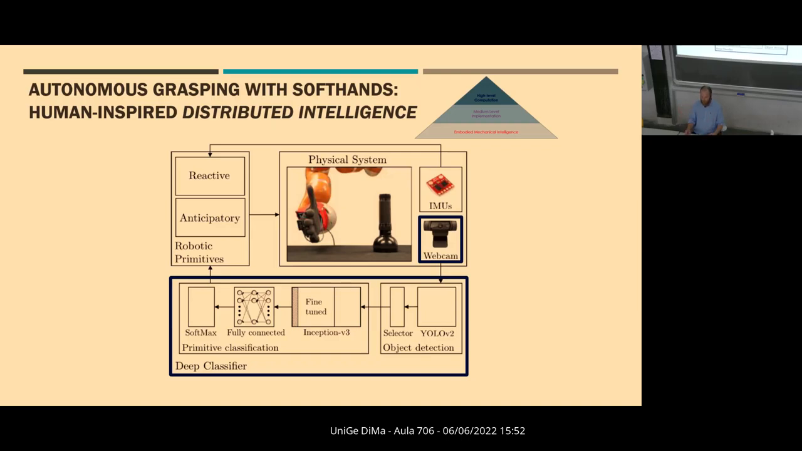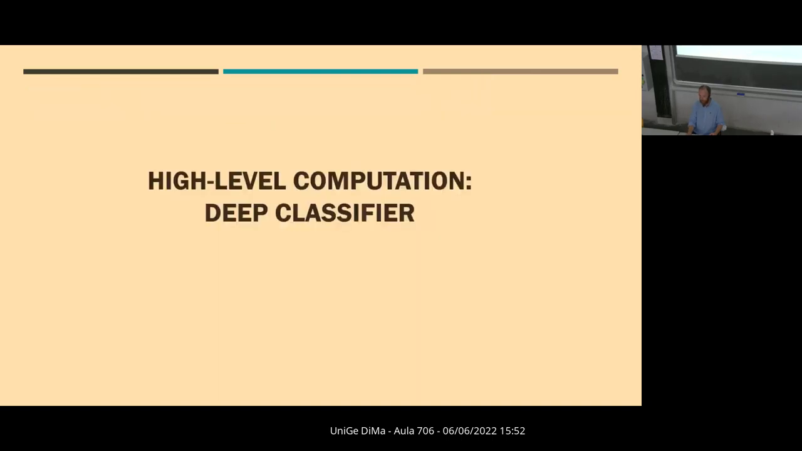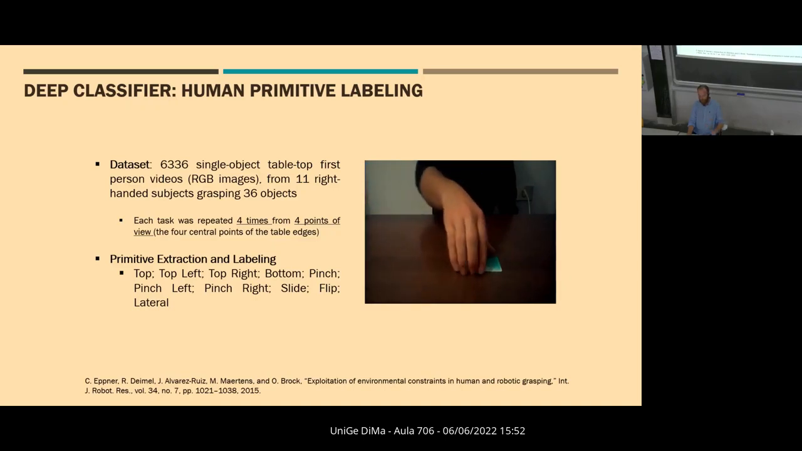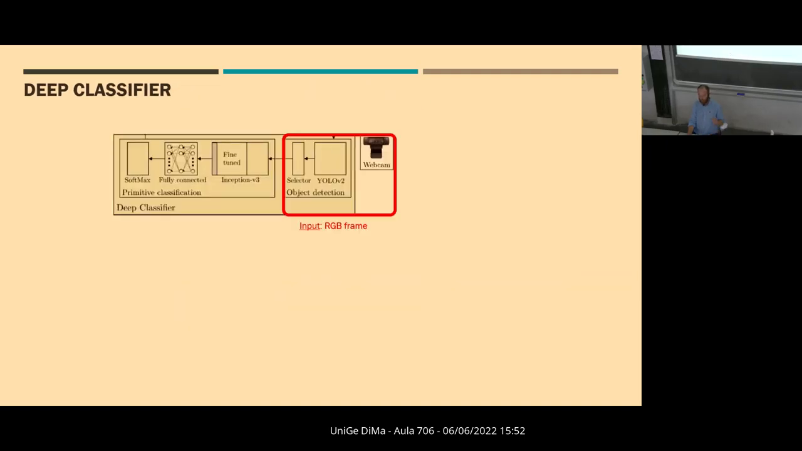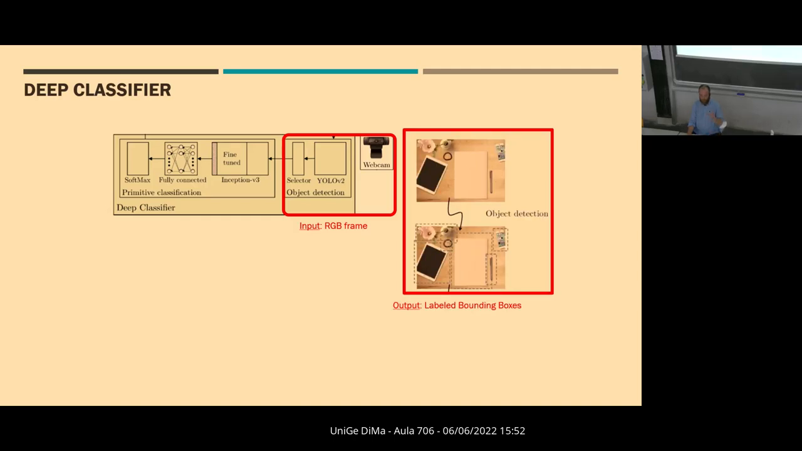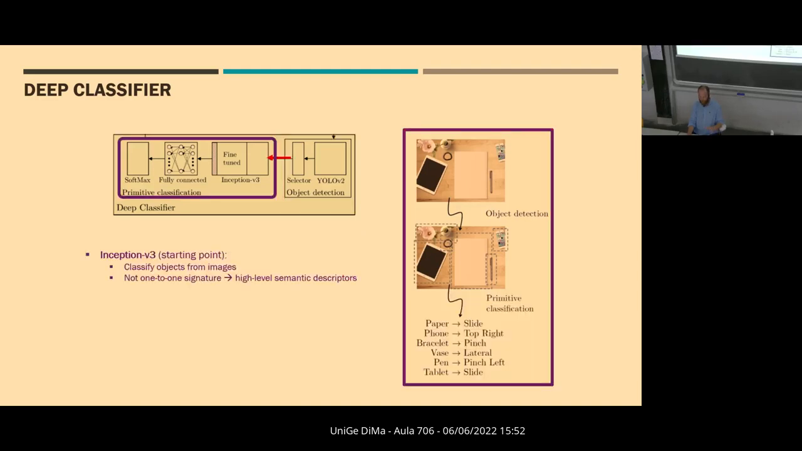So what we did was we implemented a deep classifier. Basically, we collected some primitives of human grasping, and we labeled these primitives. And then from an RGB frame, from the first frame of each video showing only the object in the environment, we have a first part using simply YOLO for the object detection. And then, once we have these bounding boxes of the object, we have the other part, which was built upon Inception.